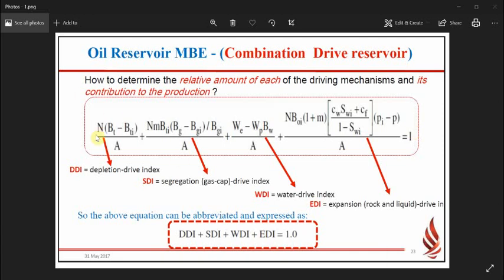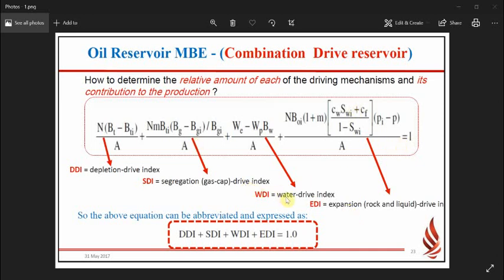So the first one is the depletion drive index, which is about the soluble gas in the oil. When your pressure drops below the bubble point, this gas liberates and expands, and it drives your oil. The second one is your gas cap. The third one is your water drive index. And the fourth one, which is usually neglected, is the rock expansion. So these four equal 1.